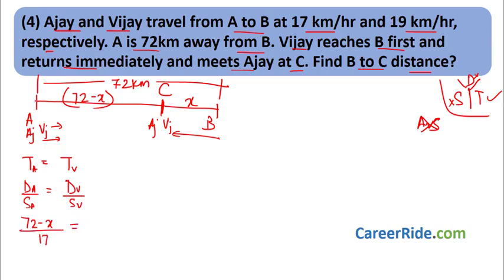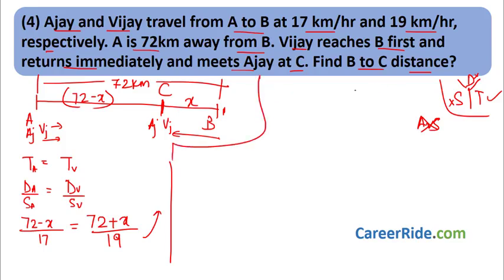Distance traveled by Vijay. Vijay goes 72 kilometers till this point and comes back again X kilometers. So Vijay travels 72 plus X kilometers, divided by 19. Let's solve this over here. So, what do we get?